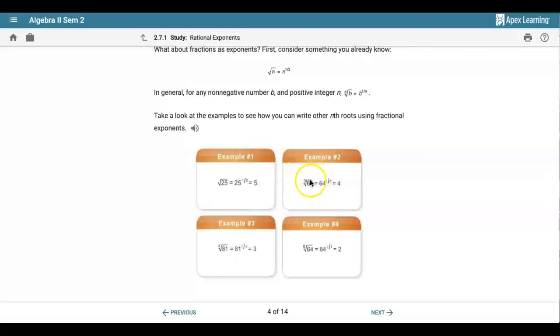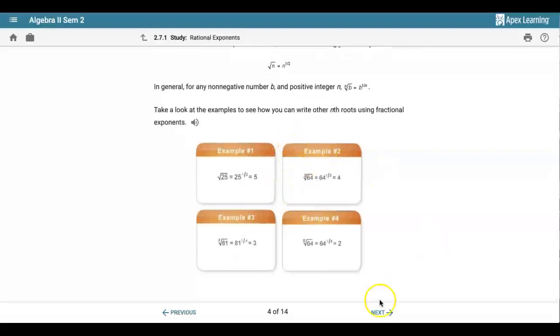If I look here, I've got the third root of 64. That's like saying 64 to the power of 1/3. My index is 3, so I write it as 1/3. That's going to give me a value of 4, the reason being that 4 cubed gives me 64. Same thing happens for an index of 4, index of 6. It's going to be exactly the same. So again, whatever our radicand is, to the power of 1 over our index value.